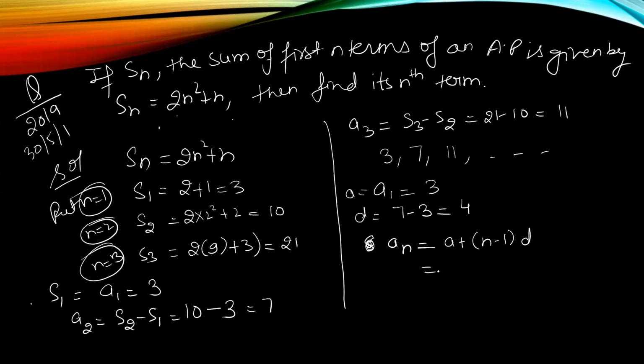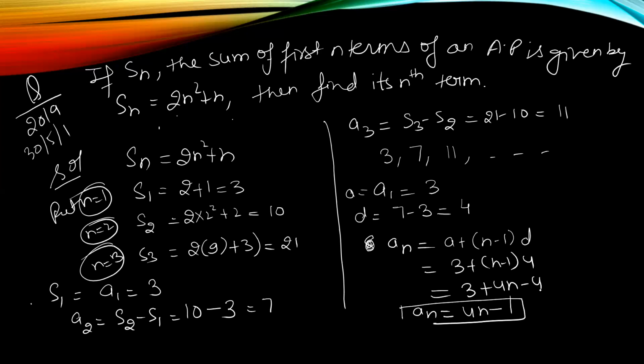So which is equal to, what is A? 3 plus (n minus 1) into 4. So when you solve it, you will get 3 plus 4n minus 4. That is, your An is equal to 4n minus 1. So this is the required solution. I hope the problem is clear to everybody. Moving on to the next question.